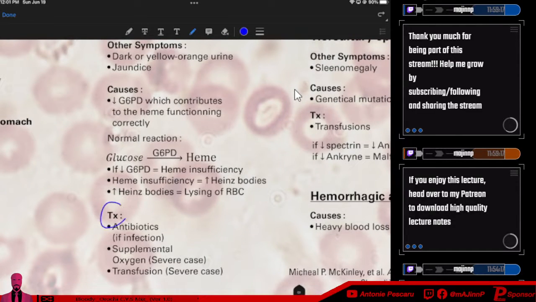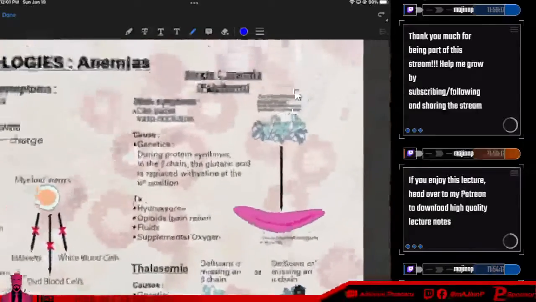Now, the treatment for that could either be antibiotics if it's caused by an infection, supplemental oxygen in severe cases, and transfusion in severe cases.